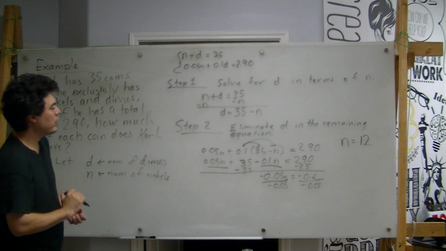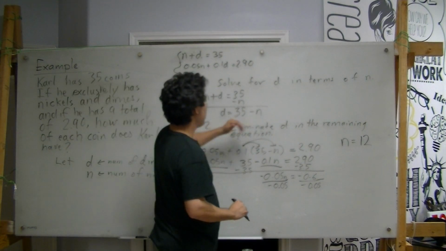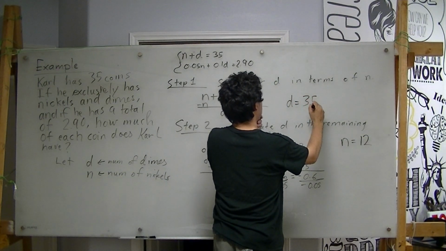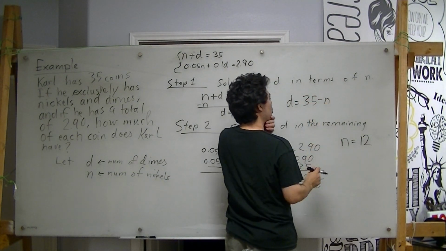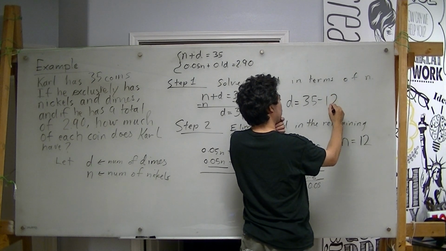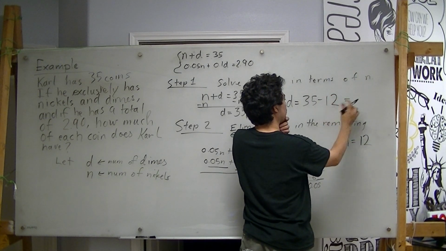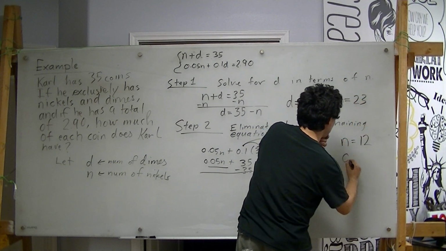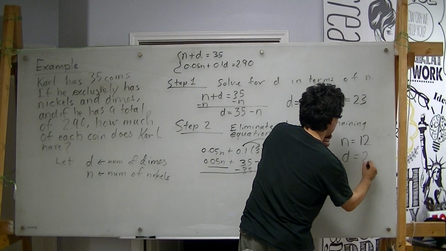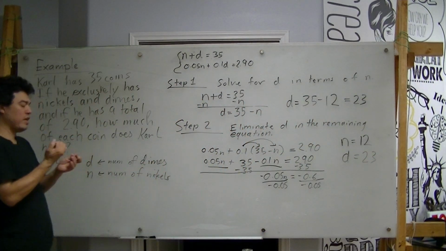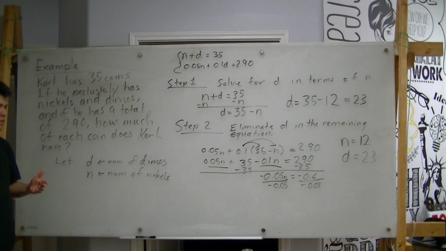And then we look at our equation here, and we see that D is equal to 35 minus N. But what is N? N is 12. So it's going to be 35 minus 12. And that's going to be 5 minus 2 is 3. 3 minus 1 is 2. So it's 23 dimes.